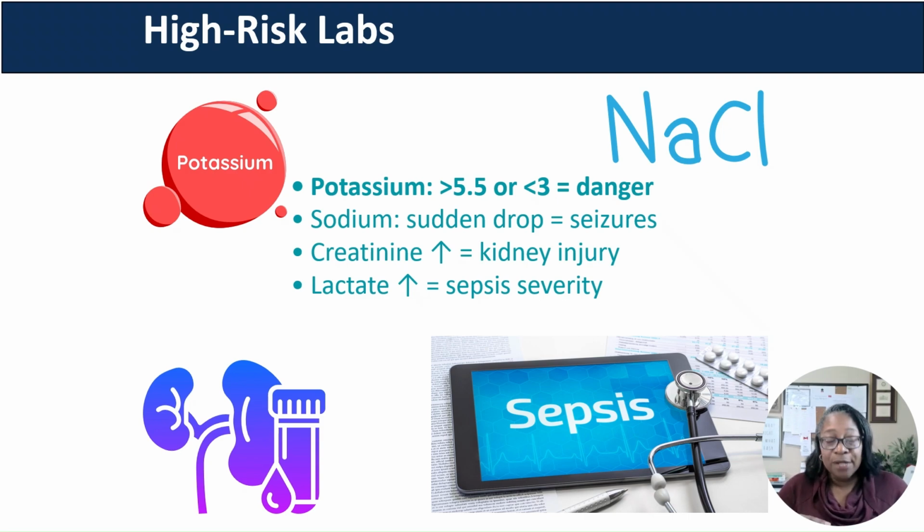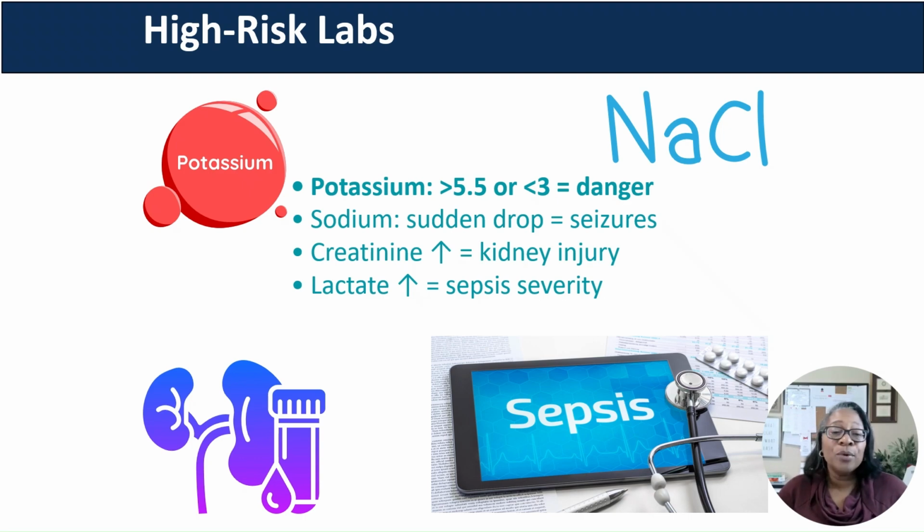Sodium, normal 135 to 145. If it's too low, the patient can develop seizures. If it's too high, dehydration and confusion. And when you're looking at sodium, if there is a sudden drop in sodium, think cerebral swelling. Okay. Hemoglobin, normal for men, 13 to 17, normal for women, 12 to 16. If it's dropping, that's letting you know bleeding.